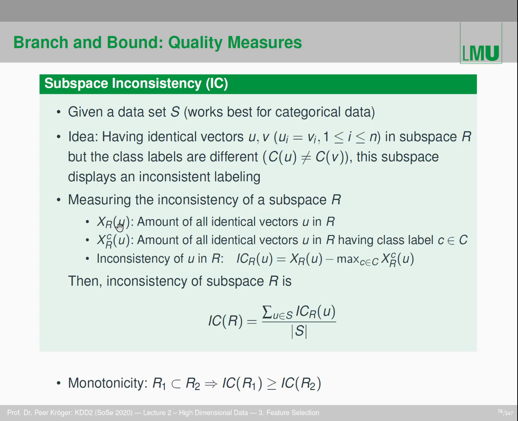So xr of u is the set of all identical vectors u in a given subspace R, and this one here is the set of all identical vectors u having already the same class label. So this one here is a subset of this one here, obviously. And in the best case, those 2 sets are the same. In that case, R is completely consistent and should be kept. So we can compute the inconsistency by relating this one here with the maximum of all those things here, because we have different class labels, of course.